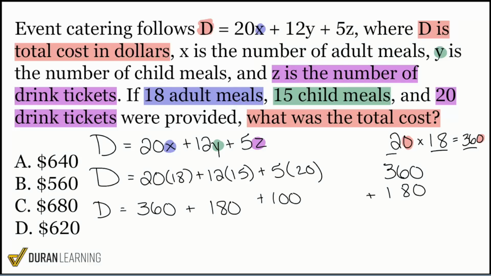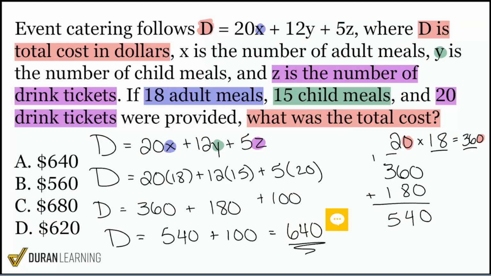360, 180, add those together. We'll have 0, 14, and then we have 5. But we're not done. 540, we're almost there. We just have to add the extra 100. 540 plus 100, that's going to give us 640, everybody. And that's why the correct answer for this particular practice problem is going to be A, 640.